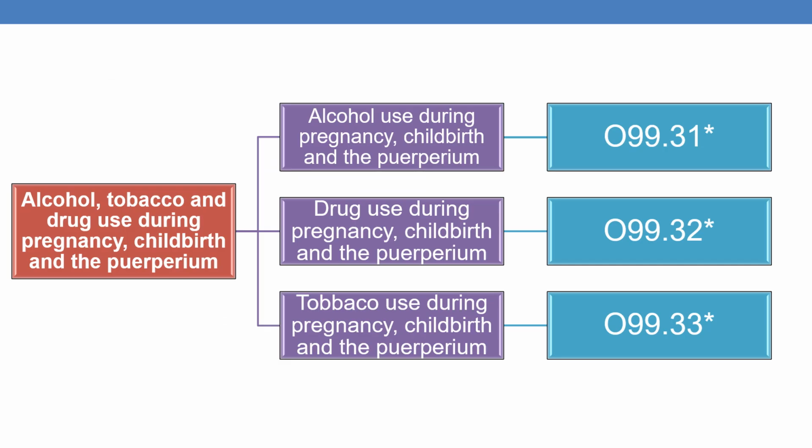Now coming to alcohol, tobacco and drug use during pregnancy, childbirth and puerperium. It is again subcategorized into alcohol use during pregnancy, childbirth and puerperium, which is given by the code O99.31. This is further expandable. Next, drug use during pregnancy, childbirth and puerperium is given by the subcategory O99.32. And tobacco use during pregnancy, childbirth and puerperium is given by the subcategory O99.33. All these codes are further expandable based upon whether they are affecting pregnancy, childbirth or puerperium, and when they are affecting pregnancy, they are again categorized based on the trimester.